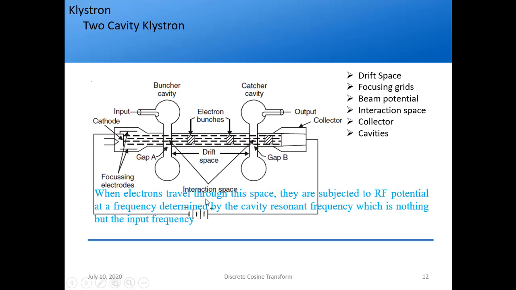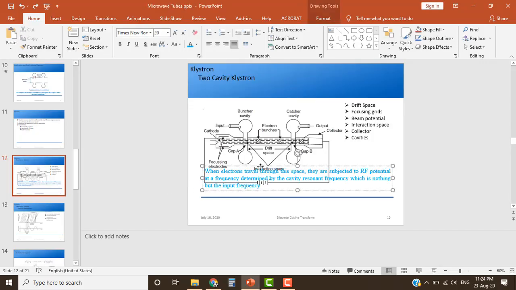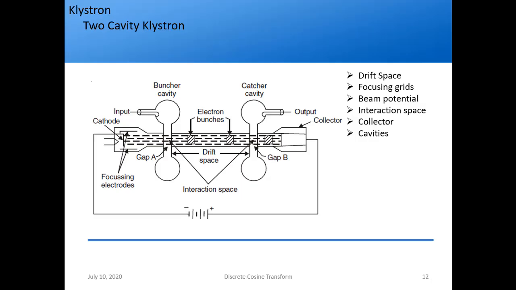So I forgot to give animations here, so let me just do it. Yeah, that would be fine. It doesn't take much time. Yeah. So this is the construction of a two cavity klystron.